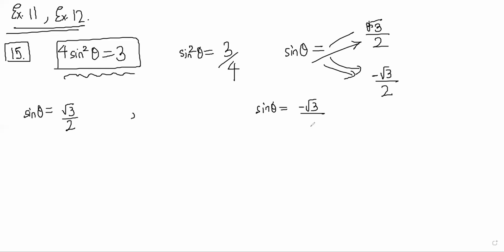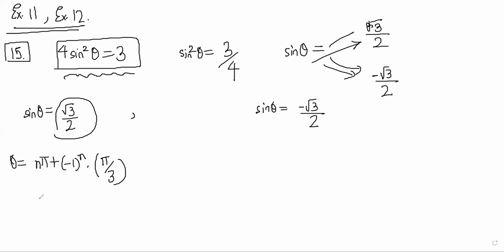So let's write our set of answers for this. This value is nice. I know the angle, right? 60 degree. So I will just write theta is equal to n pi plus minus 1 to the power n pi by 3, which is 60, right?